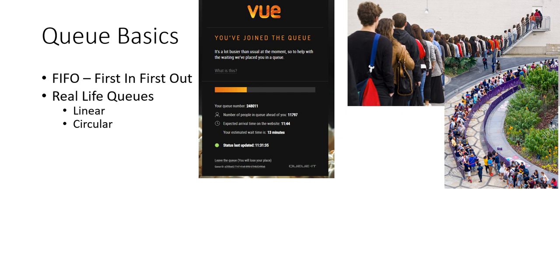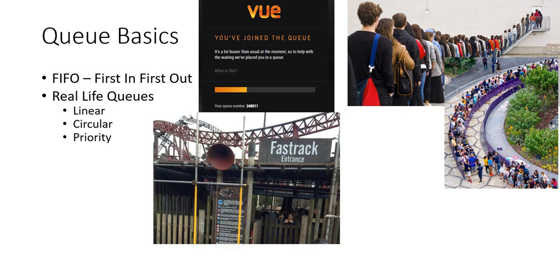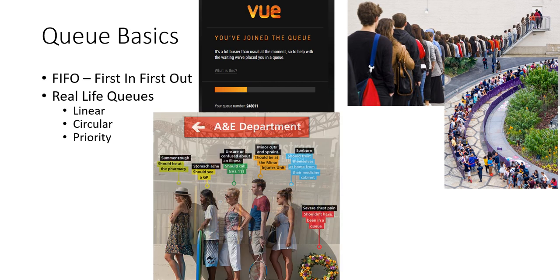Circular queues are a bit harder to explain in real life, and they'll be easier to explain when we get on to actually how we're going to start implementing this. Priority queues, though, are like Fast Track at Alton Towers or similar theme parks. Priority queues are essentially first in, first out, but they've also got a priority attached to them. More important than getting on a ride first, things like A&E departments.